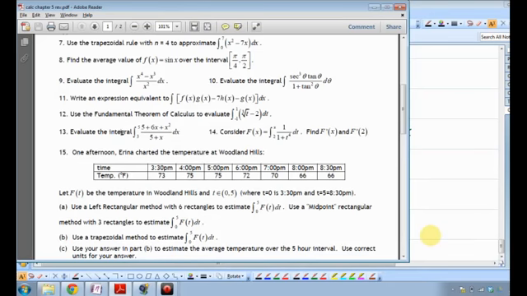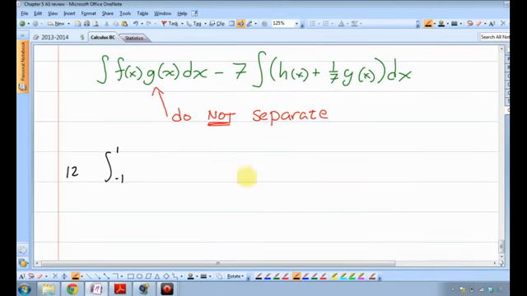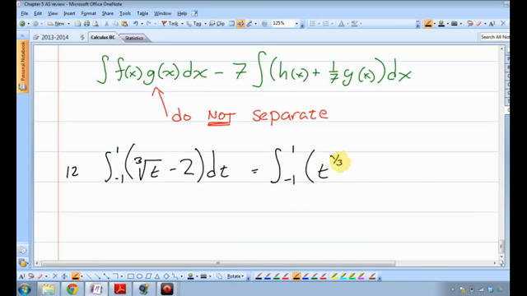Okay, that brings us to 12, fundamental theorem of calculus. Again, we want to evaluate from -1 to 1 of the cube root of t minus 2 dt. I want to turn that into powers. That's t to the 1/3 power minus 2 dt.